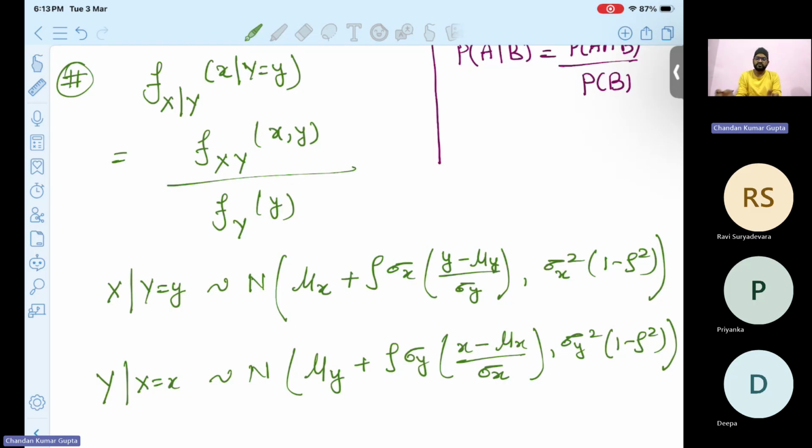So that means if XY is jointly distributed as bivariate normal, then the marginal of x, the marginal of y, the conditional of x given y, and the conditional of y given x all follow the normal distribution with different sets of parameter values. So this is the property only for the normal distribution.